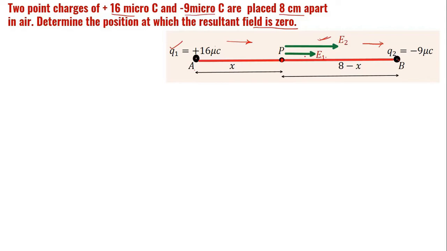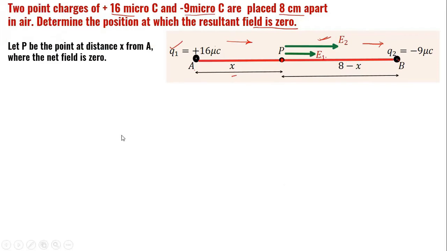And now these E1 and E2 are pointing in the same direction. Further, let us assume that the point P is at a distance of x centimeter from the point A. So the remaining distance between P and Q2 will become 8 minus x. Now we want to find it magnitude wise.